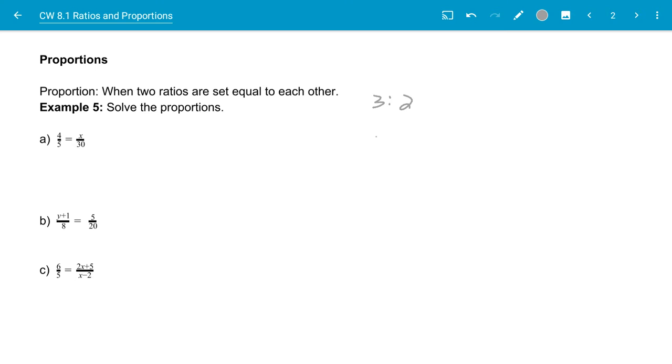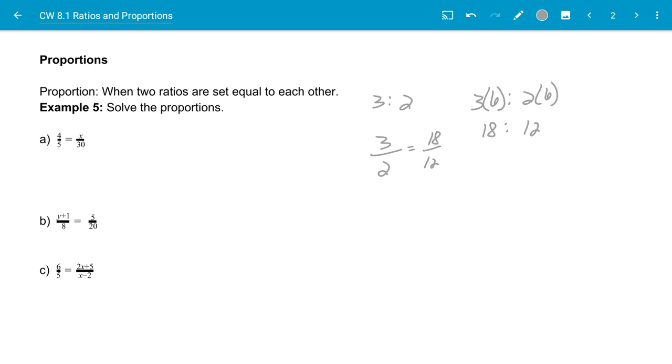I'm going to write this as a fraction, 3/2. And then we found out that the actual number, because it had been reduced by 6, was actually 18 dancers and 12 singers for a total of 30 performers. I can take that ratio and write it in fraction form as well, and I would have 18/12. So I have two ratios that are equal to each other here, and we call that a proportion.